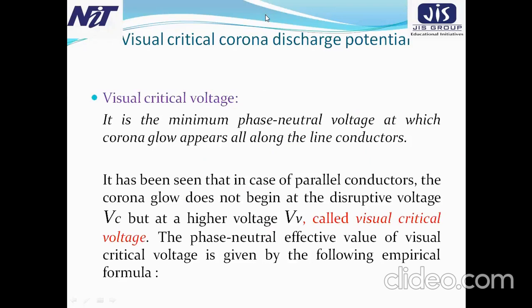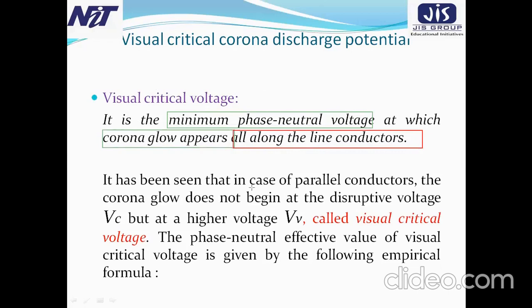Now I think all of you are very much clear about the concept of visual critical voltage. It is the minimum phase neutral voltage at which corona glow appears all along the line conductor. Where? All along the line conductor. If the glow appears, then it is the minimum voltage. For the minimum voltage, the phase neutral voltage should be the one at which corona glow appears all along the line conductor. Fine.